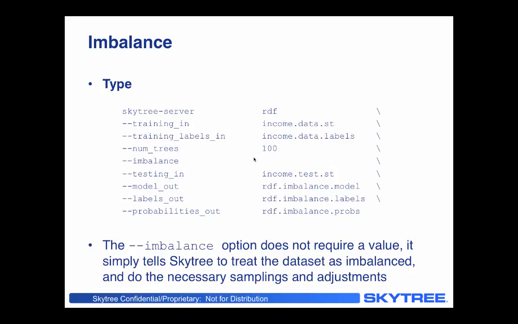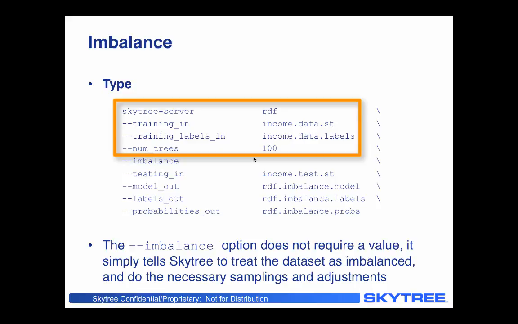Here's a simple run with the imbalance option. This is quite similar to the runs we gave before, so let's quickly go over the options we're using. As before, we start with the RDF option name and specify the files for the training inputs and the training labels.